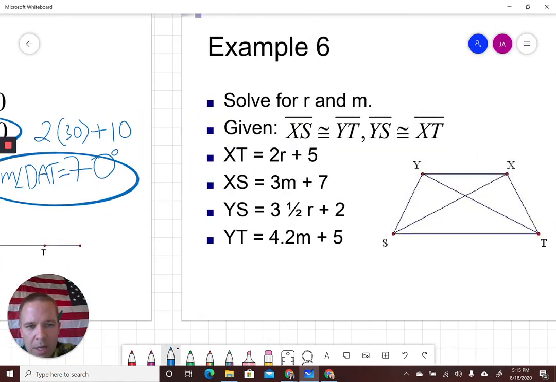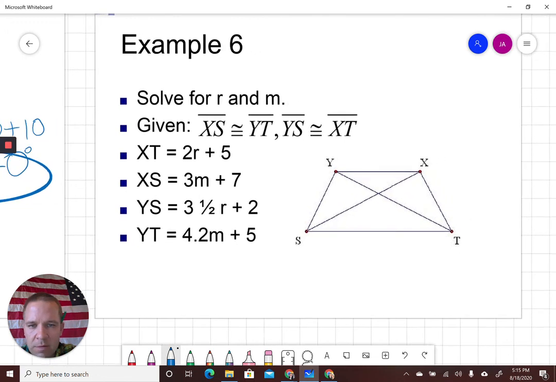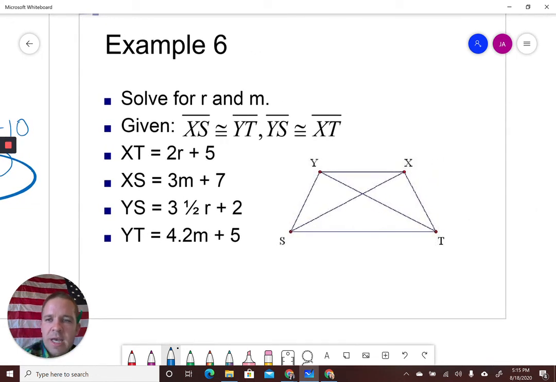Alrighty. Last one here. It says, solve for R and M, and we're given that XS is congruent to YT. YS is congruent to XT. When we're marking these, we can mark with little tick marks like that. It's a little hard when they crisscross applesauce like this, but I'll try and place them somewhere near the middle of them. Those are congruent to each other, as notated on the diagram. We use 2 tick marks, 3, 4, and so on as we have more and more.